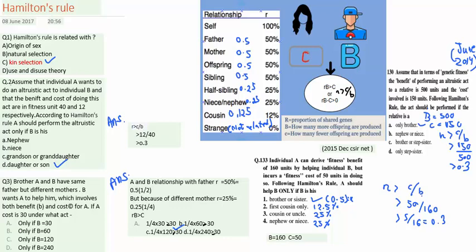Today's topic is Hamilton's rule. It is a must question of CSIR NEET Group C. So let's begin. Before going into detail about Hamilton's rule, I would like to tell you about altruistic behavior and about kin selection.